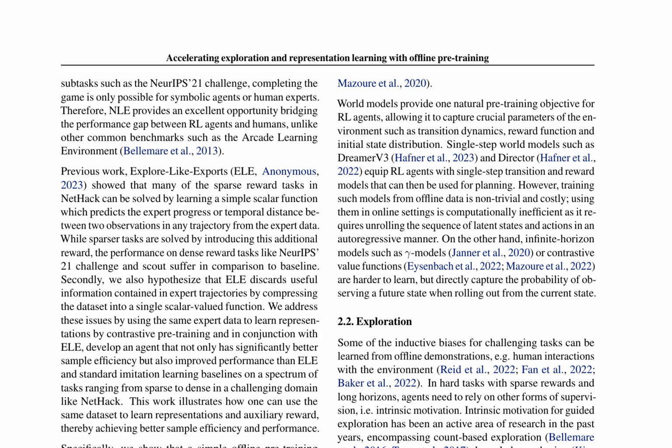Accelerating exploration and representation learning through offline pre-training is crucial in complex domains like NetHack, where symbolic agents and humans outperform reinforcement learning (RL) agents. The NeurIPS 21 challenge highlights the performance gap between RL agents and humans.